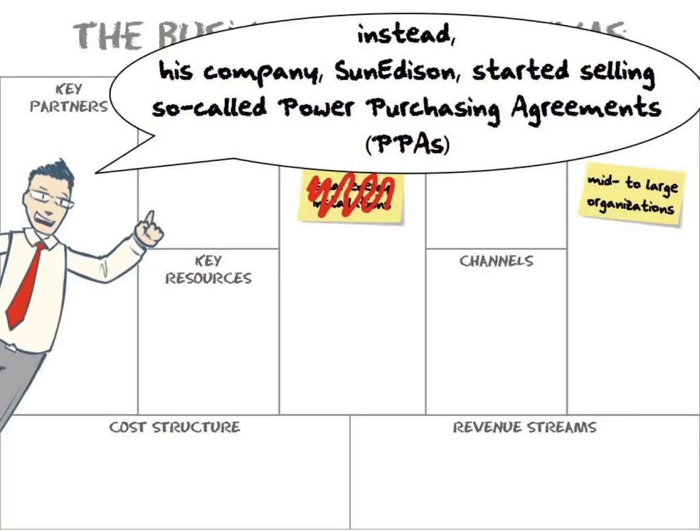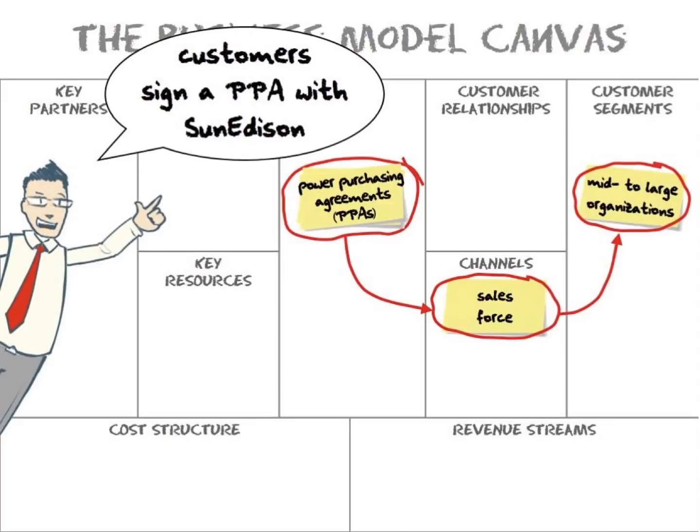And he also took this proposition to organizations which had large terraces and large rooftops, and for them it was easy to install these solar systems. So his proposition was that what I'm selling you is energy. I'm not selling you the installation. And his channel was a sales force, which means he had his group of people who went to these organizations, and that's how he took his proposition to his intended customers.